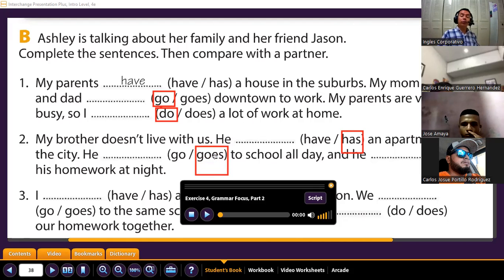He goes. He goes to school all day. And he do or he does his homework? He does, right? Okay, that's enough. Now we're going to make another exercise.